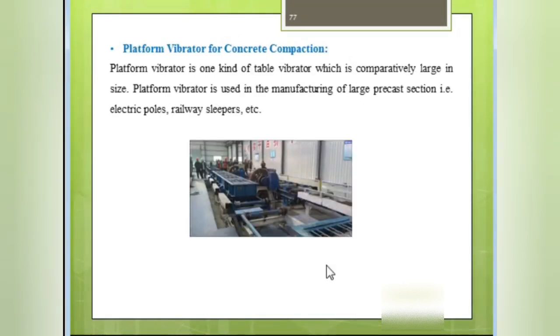Then there is the platform vibrator. Some years before, the concrete pole was common, and nowadays also in villages you can observe electric poles, concrete poles. That pole can be constructed on a platform. A large length of platform is there, into which we place concrete, and with the help of the table vibrator, the concrete pole is prepared. So that is the platform vibrator.